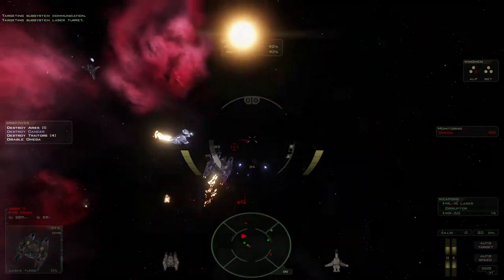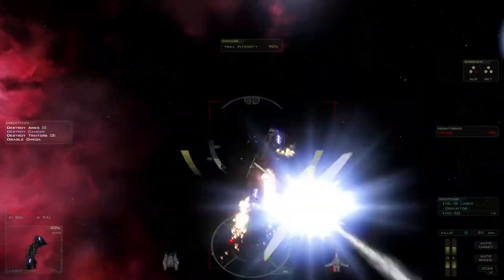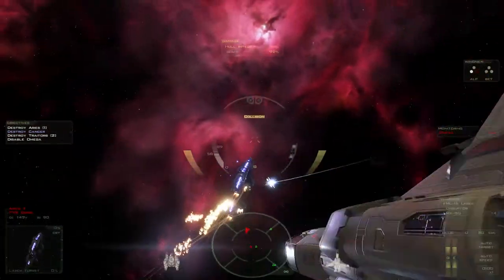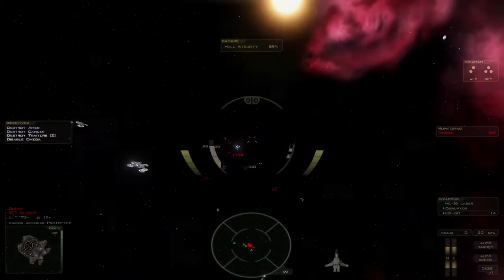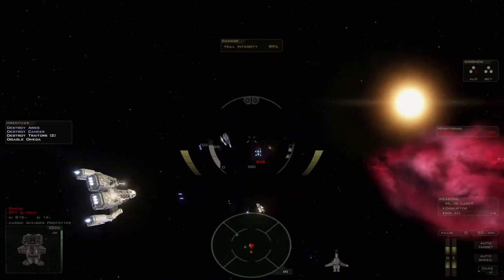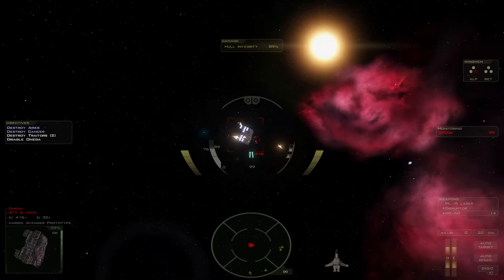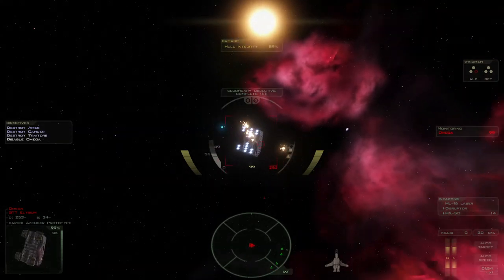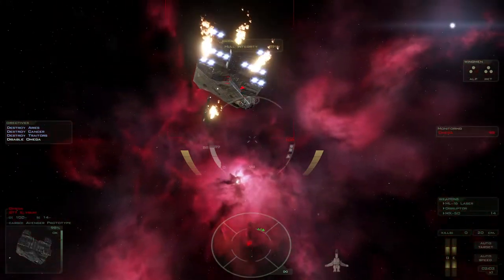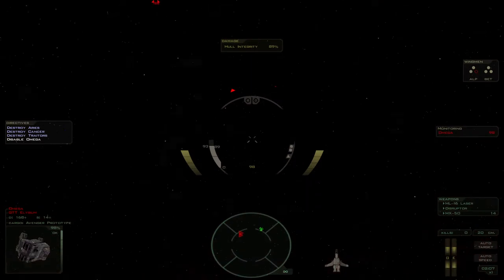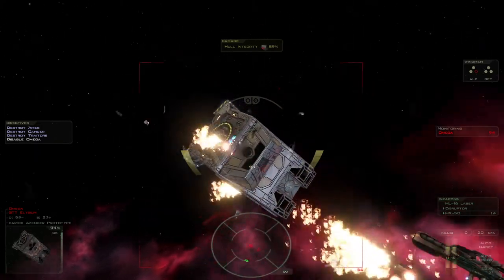There he is. Switch to the disruptor. Alright, he's disabled. Unless he's not yet. Is he disabled? I think so. Hang on. Oh shit, didn't mean to do that. Wrong gun. God damn it.